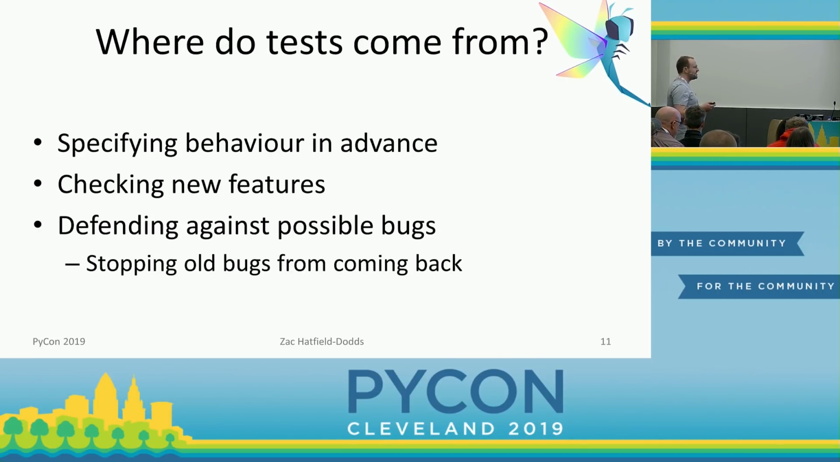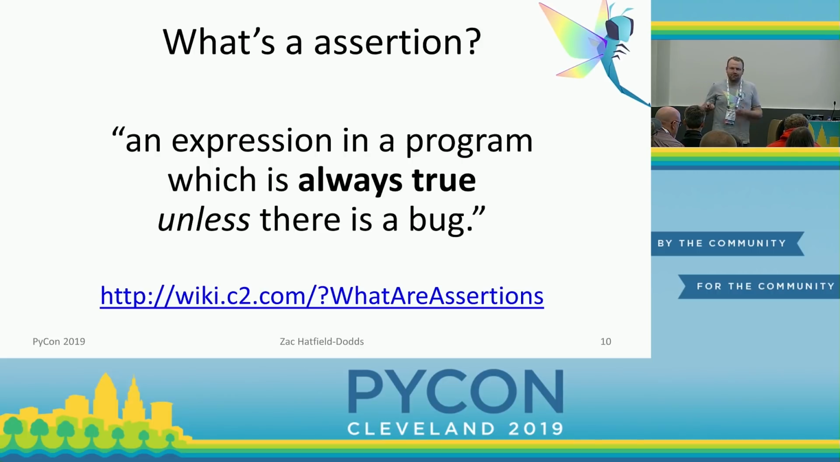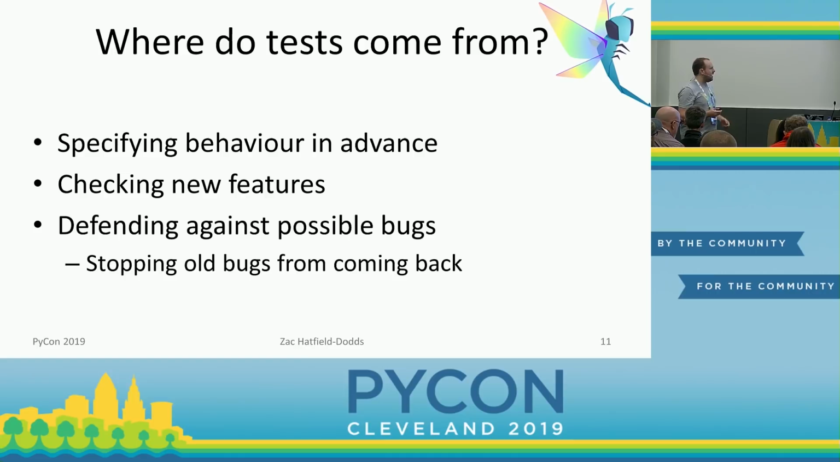And so we come to tests, right? If you have assertions in your program, you can also put assertions in your test, which is where we're more familiar with them. And so your test can come from specifying the behavior you want your code to have before you write it, whether that's test-driven development or not. Your test might come from checking a feature that you just wrote. Or, my personal favorite, you can write tests that defend against possible bugs, especially the possible bugs that just got reported to you. If I'm writing a bug fix, I always try to start by writing a test which fails because of that bug and then fix it.